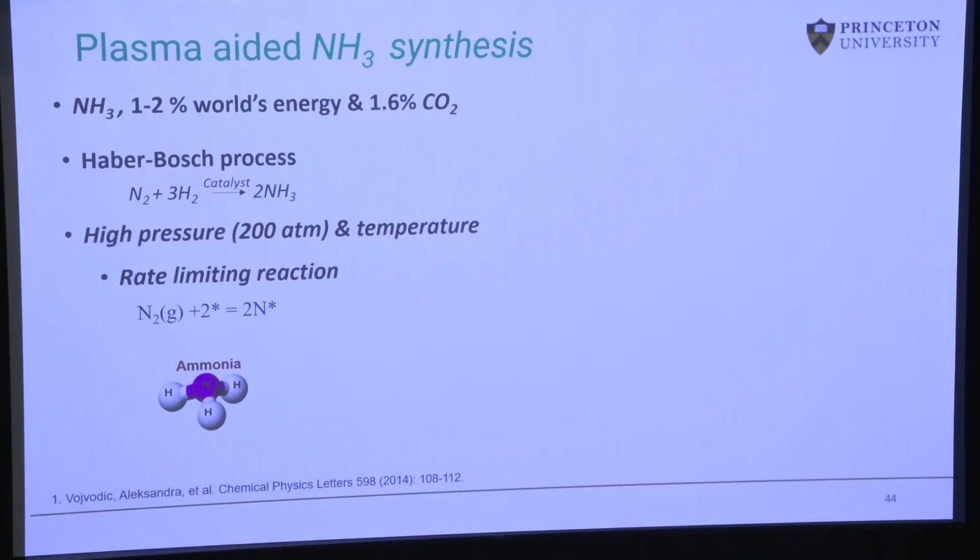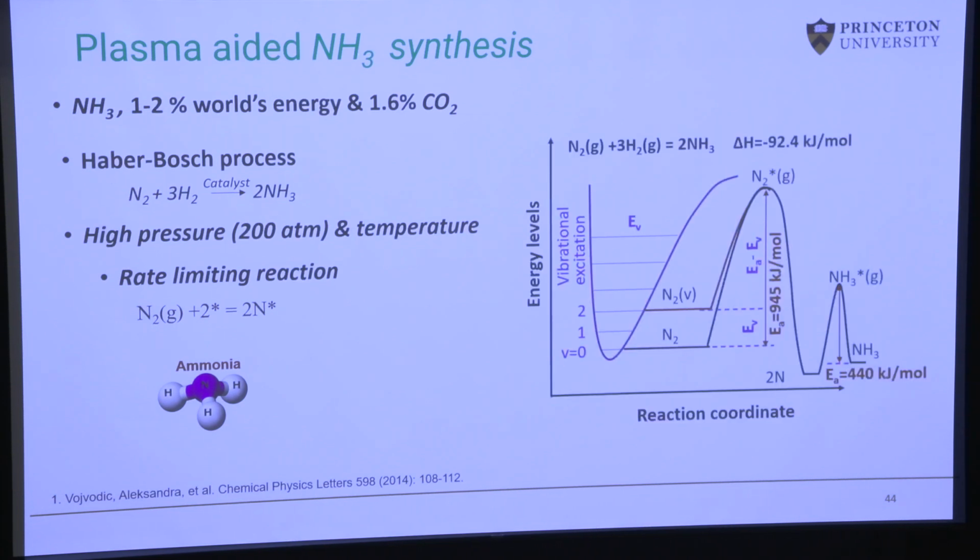So the Haber-Bosch process contributes about 1.6% of global CO2 production. The whole process is limited by gas phase nitrogen adsorbed on two surface sites that become the surface adsorbed nitrogen, and this is the rate limiting reaction. If you can vibrationally excite molecular nitrogen, you can probably reduce the energy barrier. If you can create a new reaction pathway, this barrier can be further reduced to make the process more energy efficient, right? So this is the hypothesis.